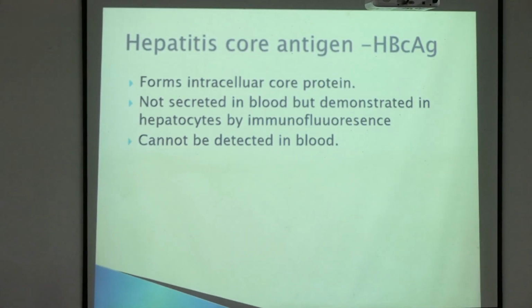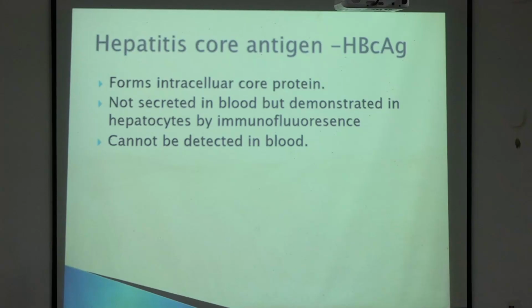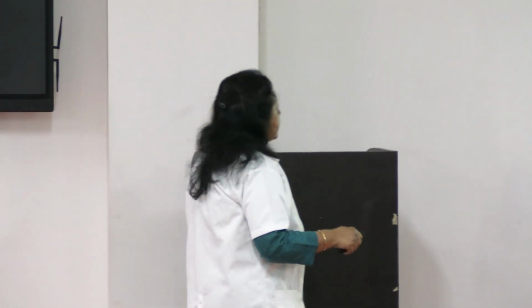But what you can detect is the antibody against this antigen. What will that be? Anti-HBcAg. You get it? Our body will respond to the antigens, right? So the antibody can be detected in the blood, but we cannot detect this antigen. So we don't have any kits for detecting it. So this is the core antigen.